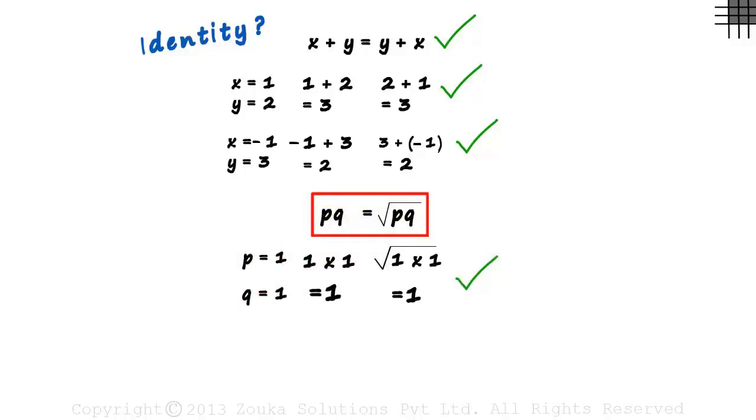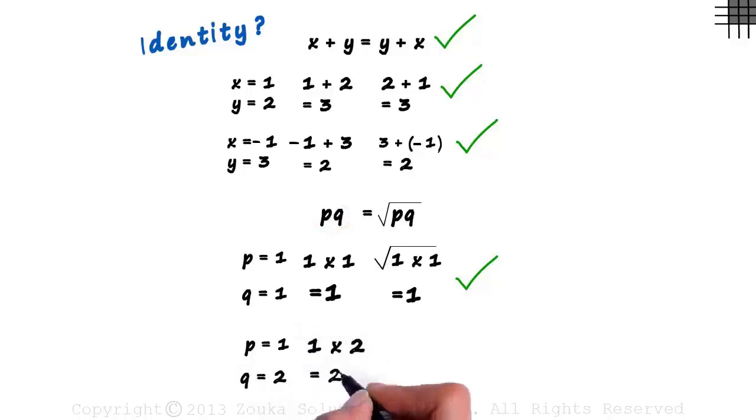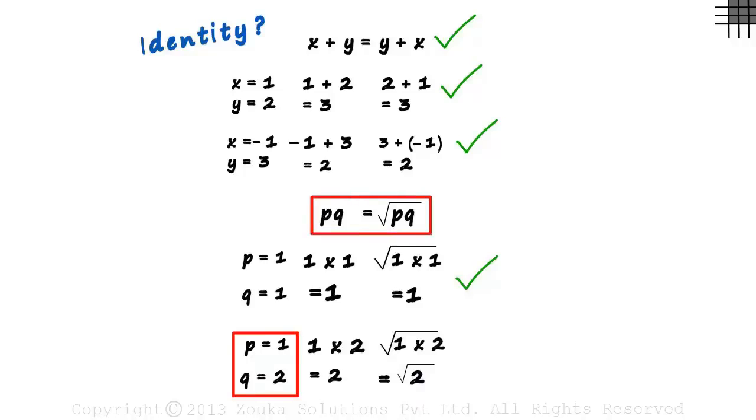So does that mean this equation is an identity? Let us try a few more values. Assume P equals 1 and Q equals 2. After we substitute these values, we get the left-hand side as 1 multiplied by 2, that equals 2. The right-hand side equals square root of 1 multiplied by 2, which equals square root of 2. So we can see that for these values of P and Q, the equation is not satisfied. Hence, this equation is not an identity.